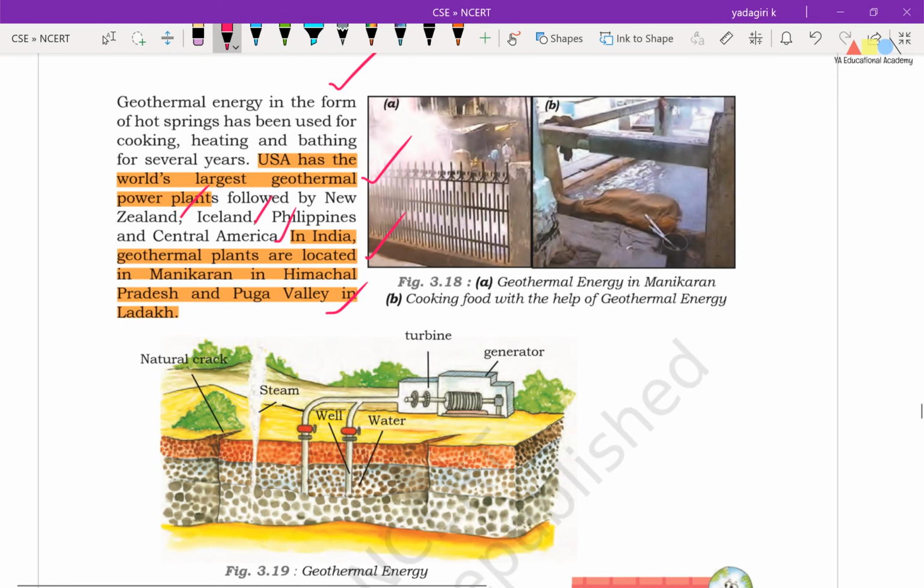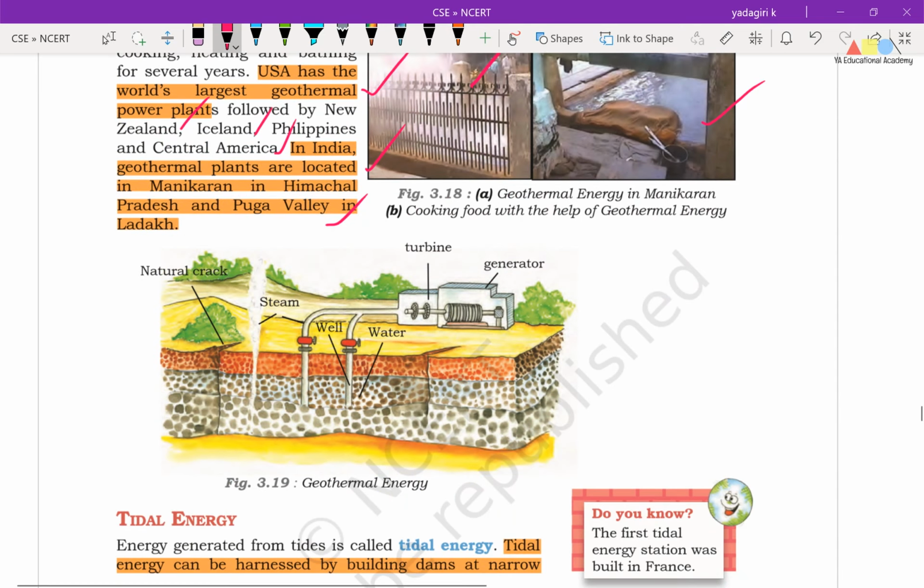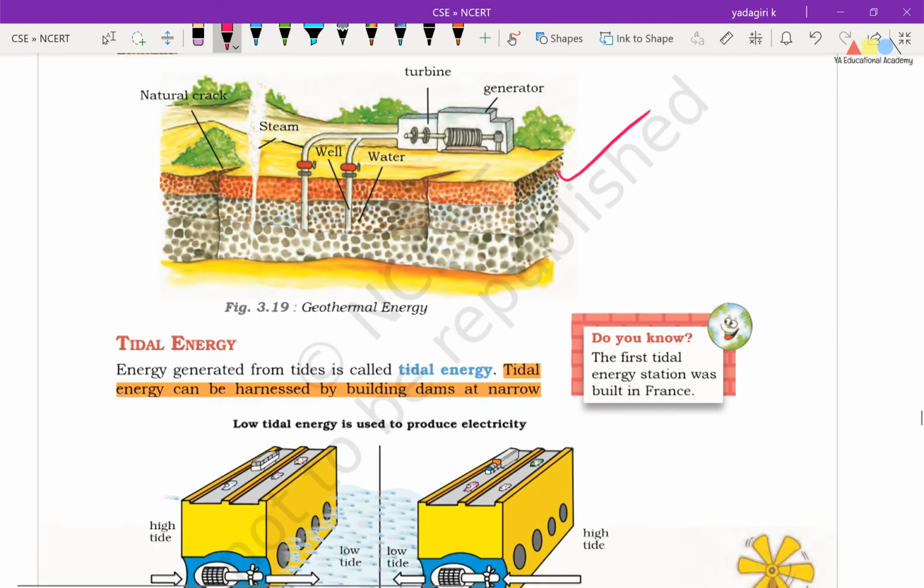Right friends, here in this picture you can see this is the geothermal energy production in Manikaran, and in picture B this is cooking food with the help of geothermal energy. Right friends, in this picture you can see the harnessing process of geothermal energy.